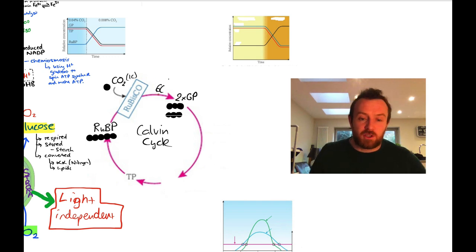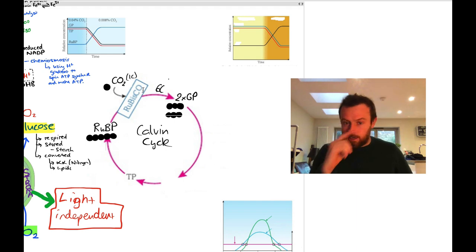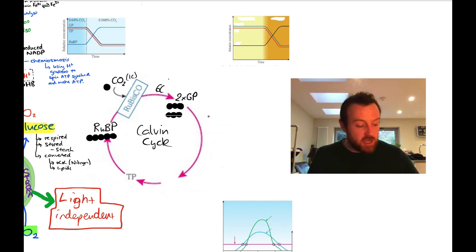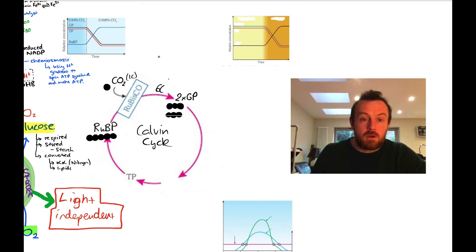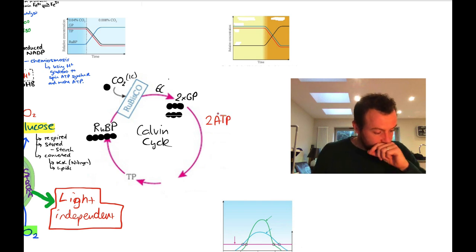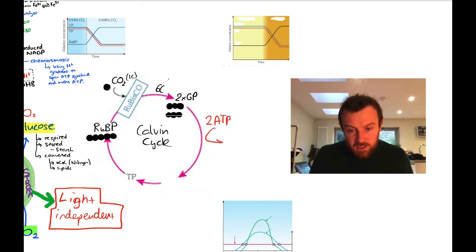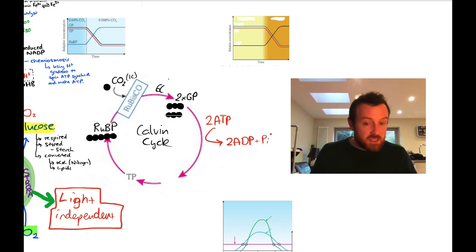So all of that so far has just been using carbon dioxide and no energy has been needed. But now in comes energy, in the form of ATP. So 2 ATP is hydrolyzed into 2 ADP plus Pi. Energy is needed to drive the next stage of the reaction from GP to this product here. And also, something else is needed, which is reduced NADP.